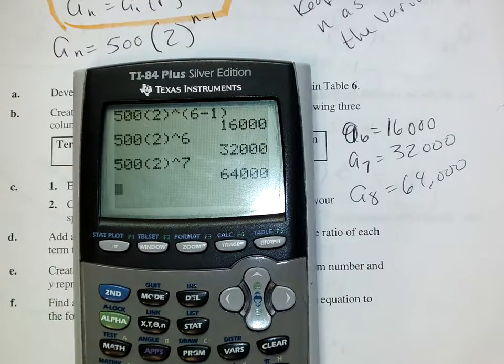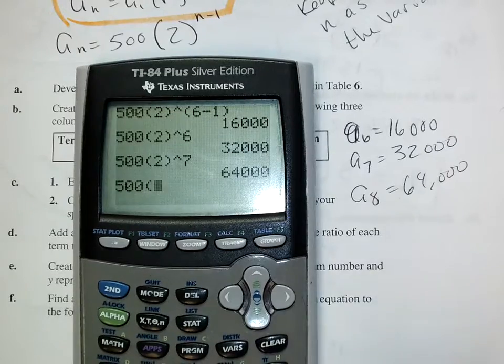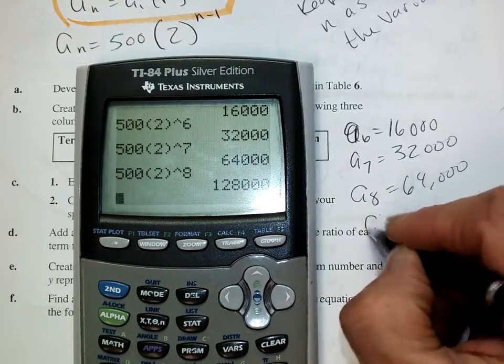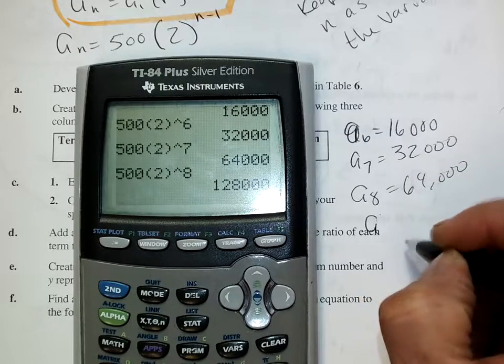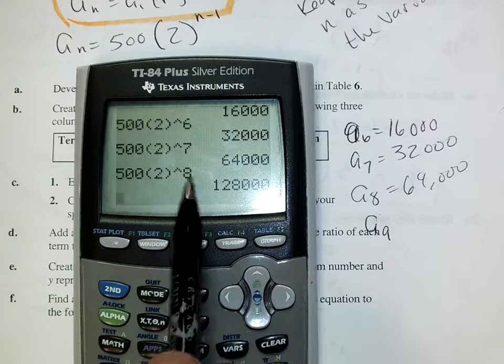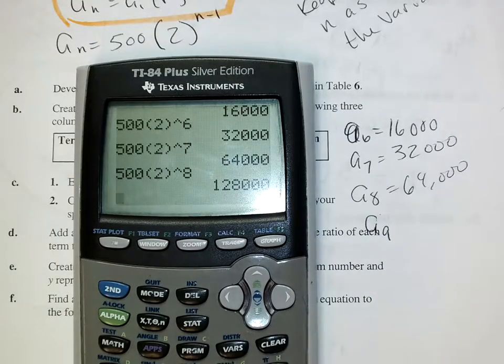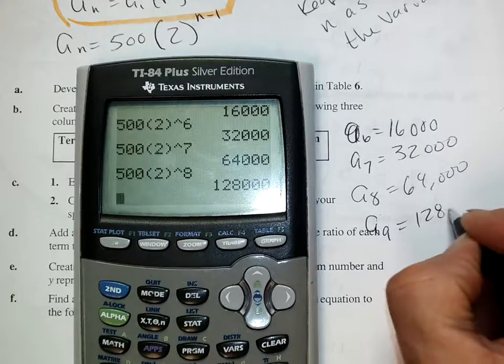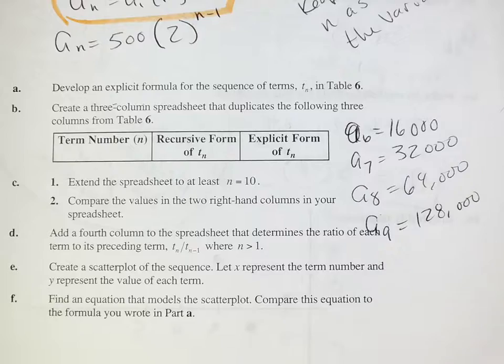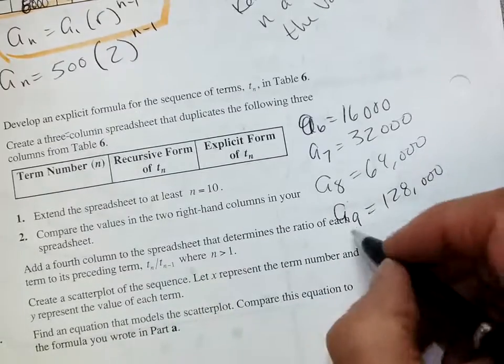And then A9, I can go 500 times 2 to the power of 8, 128,000. I was waiting for somebody to say that. And then you guys are already realizing that, hey, wait, no, that's the 9th term, because I'm not subtracting 1. I'm not showing the subtract 1, right? Okay. Does that make sense? And then I think Isaac said, Mr. Davies, why don't you just multiply by 2? Why don't you just take it and multiply by 2, right? Yeah, exactly.